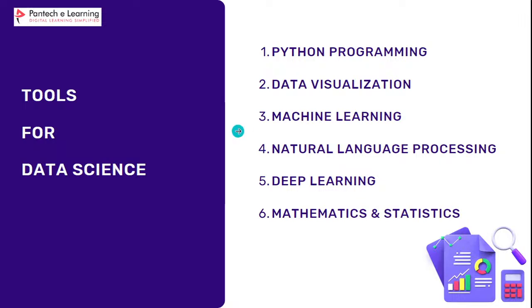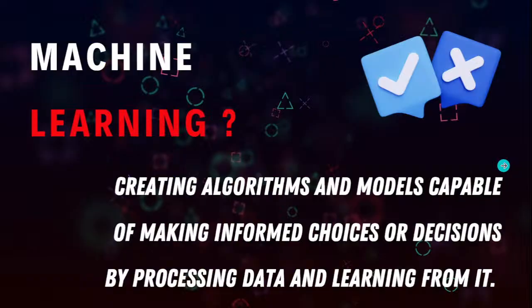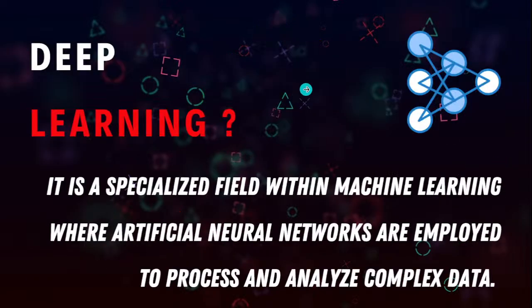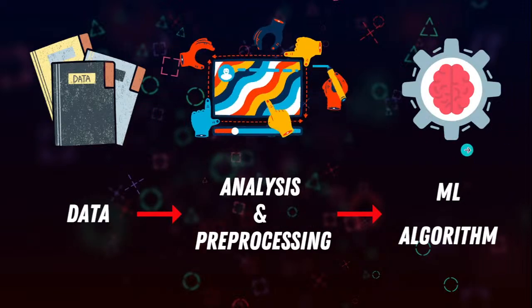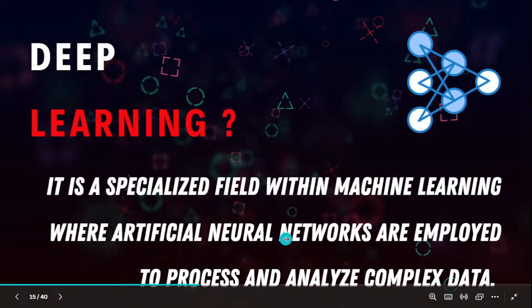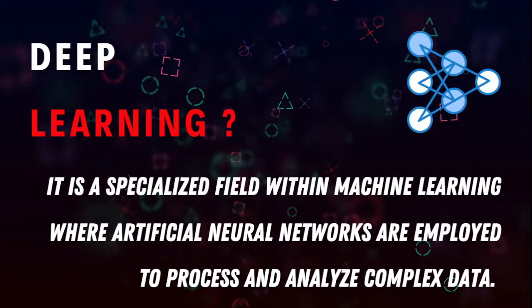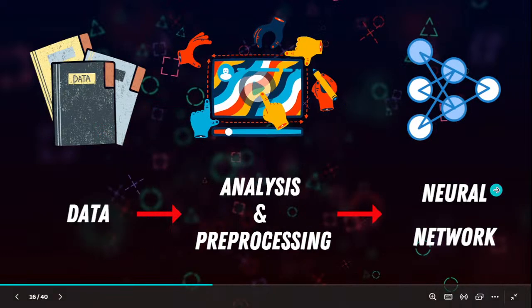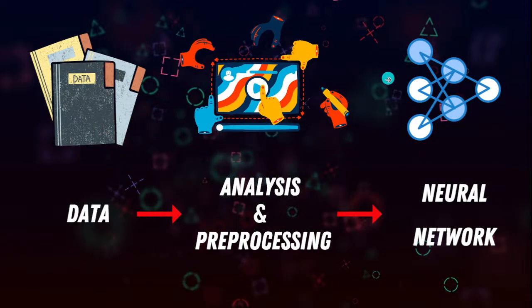And before seeing NLP, we'll see what is deep learning then. Machine learning, deep learning, what's the difference? Talking about deep learning, it is a specialized field within machine learning where artificial neural networks are employed to process and analyze complex data. So you have data, and instead of giving it to your algorithm, an advanced version of algorithm, you can call it an artificial neural network, where you have the option of creating and configuring it in your own way. And you will be connecting a lot of neurons.